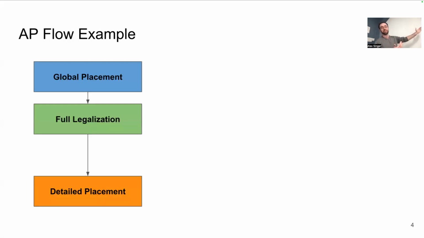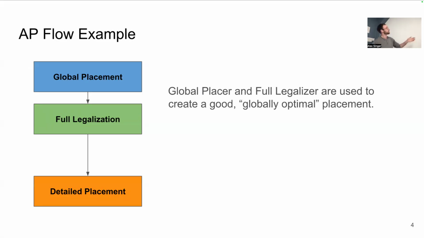Well, obviously, AP. With an AP flow, we actually spend most of our time not in annealing. We actually spend most of our time in other stages. For example, global placement and full legalization. We use these two stages to create a placement which is globally optimal. What we mean by that is that it has the overall shape of the circuit.